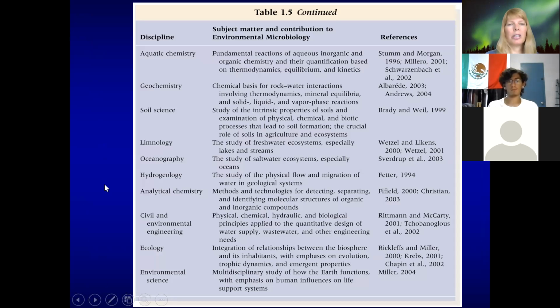Just listing more again, just to get you thinking about all the different disciplines that can be involved in microbial ecology.